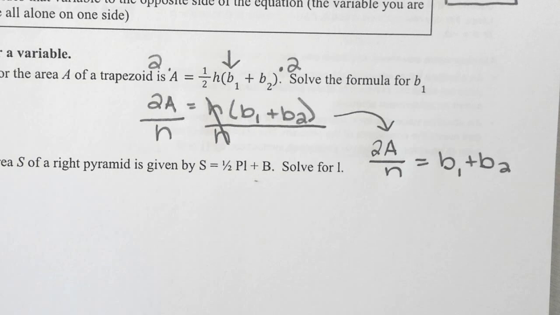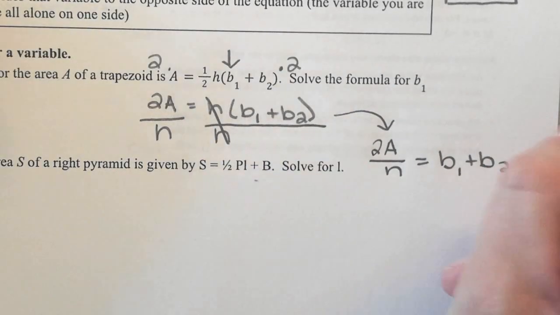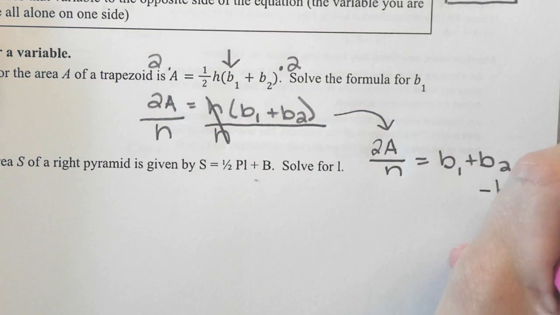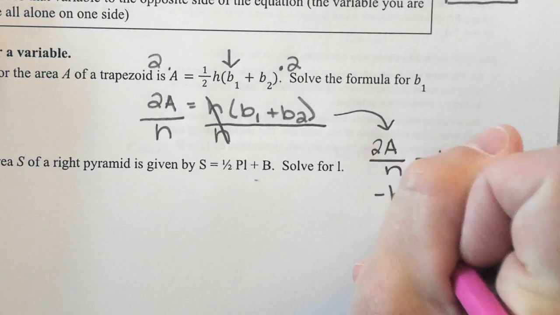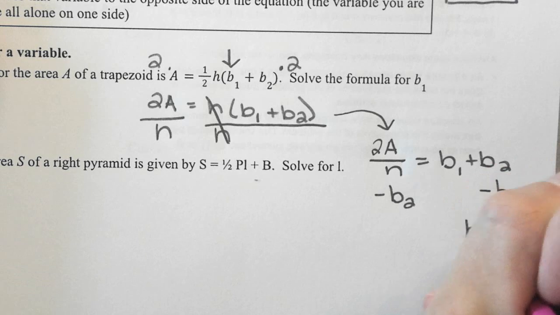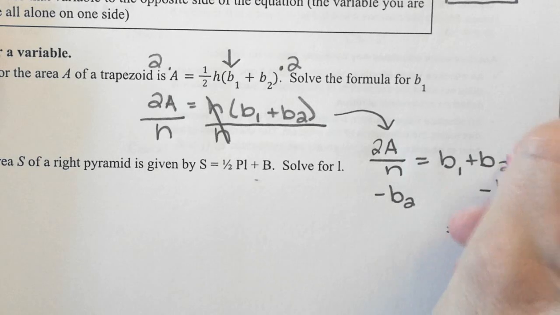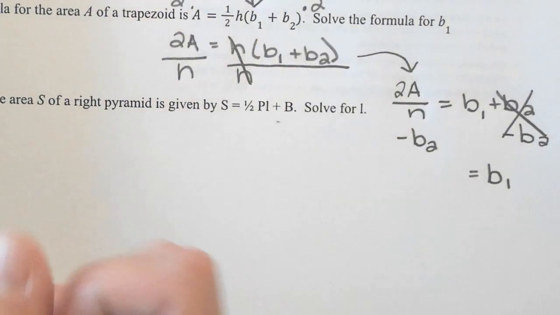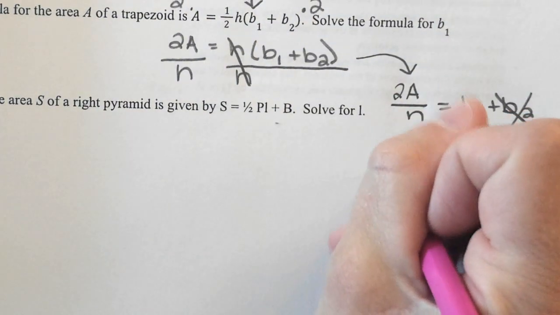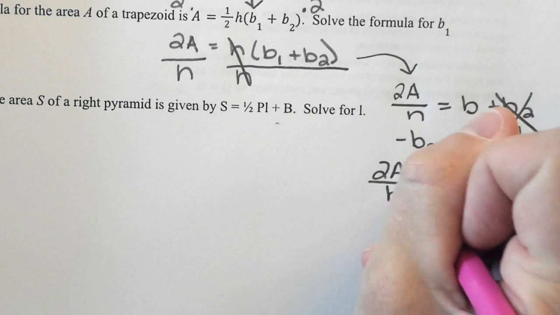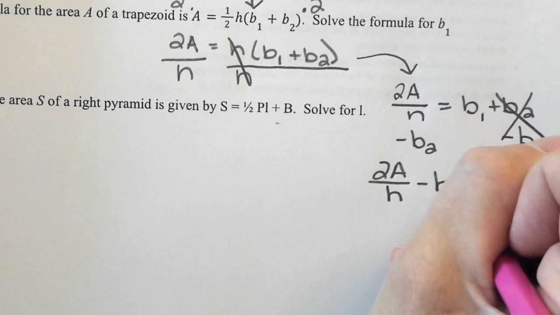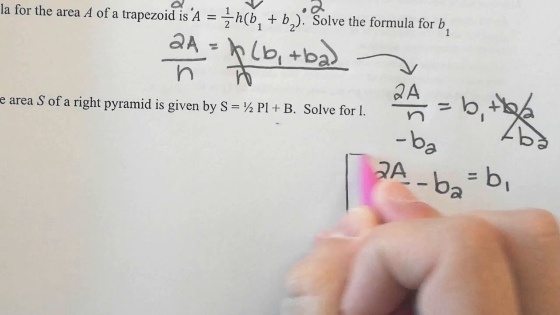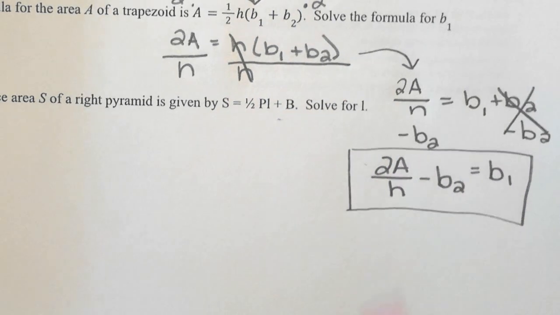How can I get b sub 1 by itself? Subtract the b sub 2. Here's the good news. I'm not going to make you get a common denominator and do all that business. Once b sub 1 is alone, I'm a happy camper. Okay, so if I subtract the b sub 2 over, I'm going to have 2a over h minus b2. Base 2, base sub 2, whatever you want to call it. And this is my final answer.